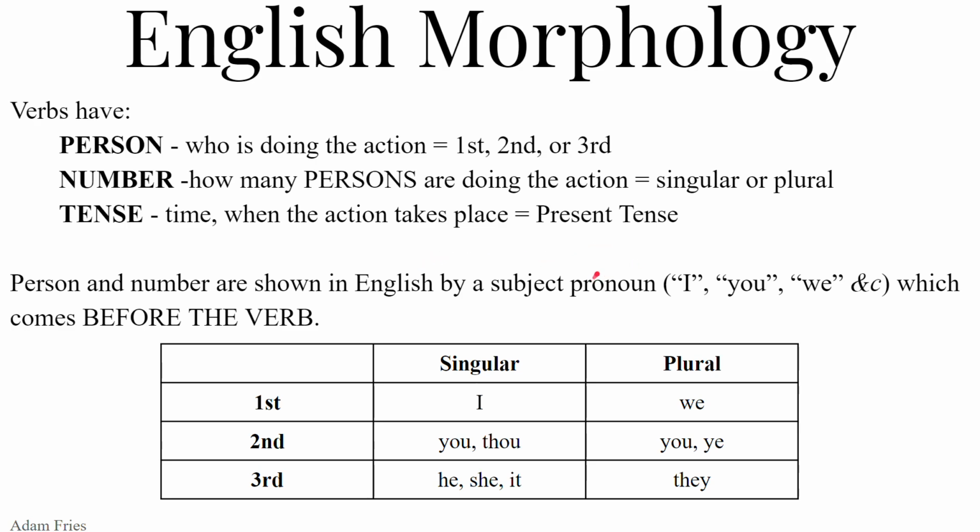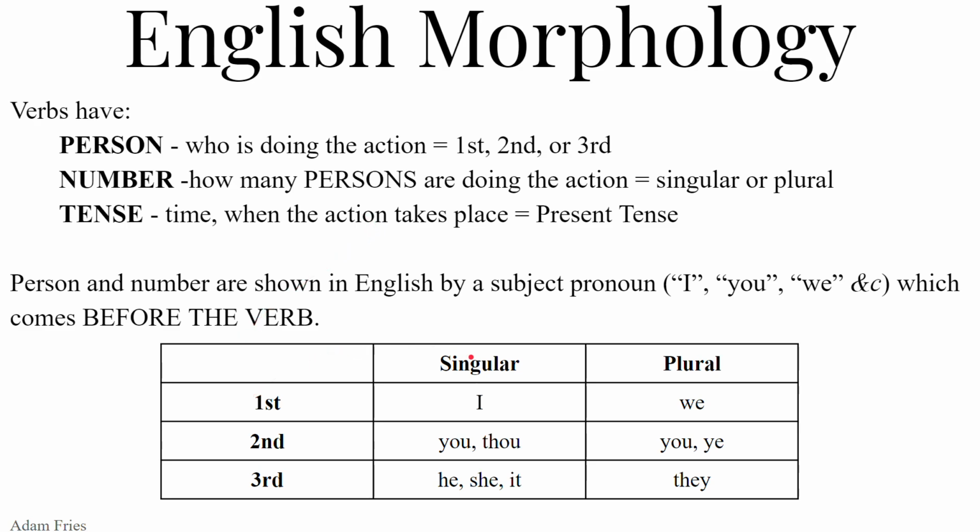A pronoun being a word that takes the place of a noun, like I, you, we, etc. In English, we use subject pronouns that come before the verb to tell us who's doing the action, to tell us what's the person and what's the number. We use a subject pronoun, I, you, he, she, it, etc., to tell us the person and the number.